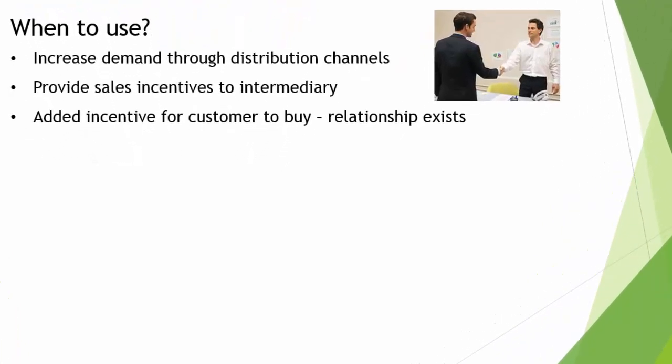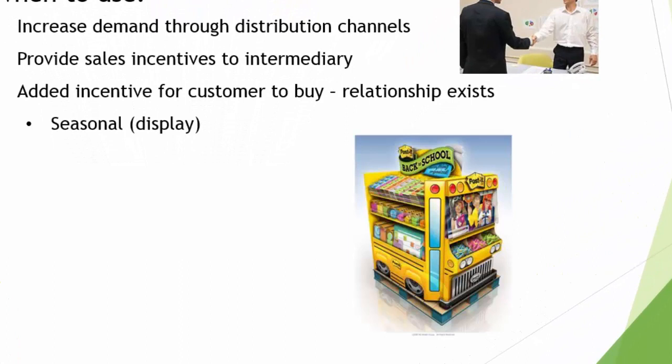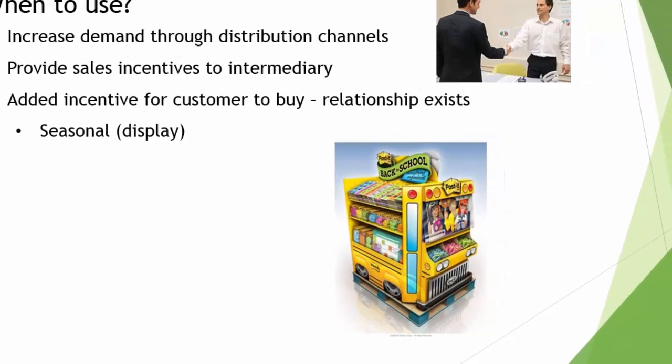For example, people have a relationship with Post-it. Post-it has good distribution through intermediaries. However, if you're trying to increase demand for Post-it, you might choose a seasonal display like this school bus. It's not that people don't have loads of Post-its, but at this time, there's an opportunity to push more Post-its into the shopping carts of consumers because you know that they buy more at this seasonal time. It's also an incentive for the intermediary to give Post-it prime display space.